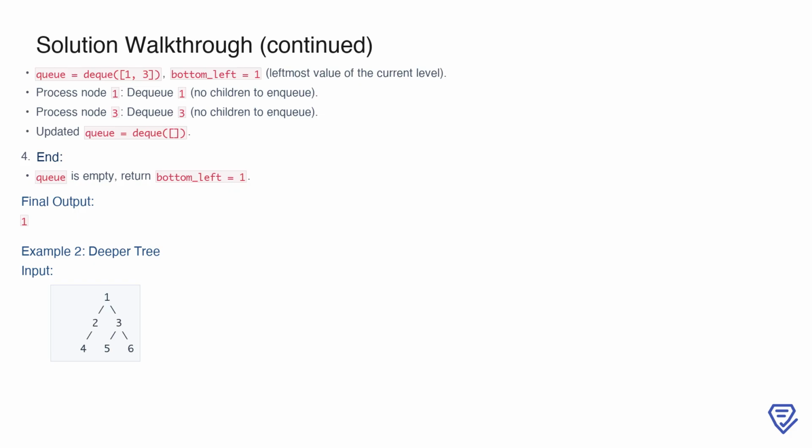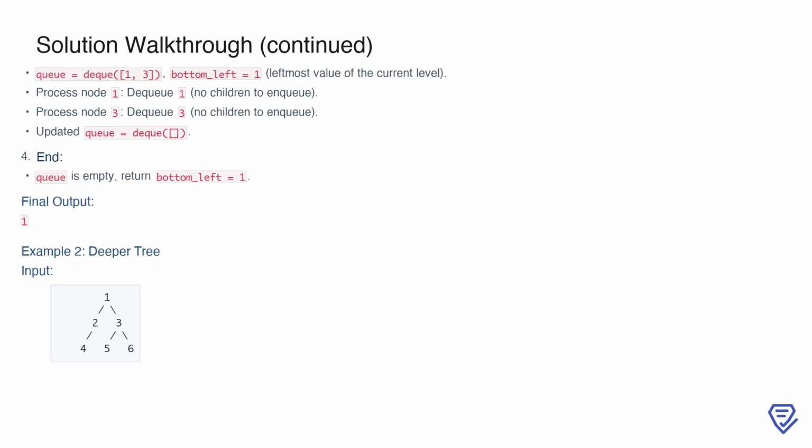In the next example, we work with a deeper binary tree. The root node has a value of 1, with 2 children, 2 on the left and 3 on the right. Node 2 has a left child, 4, while node 3 has 2 children, 5 on the left and 6 on the right. Initially, we enqueue the root node and set bottom_left to none.